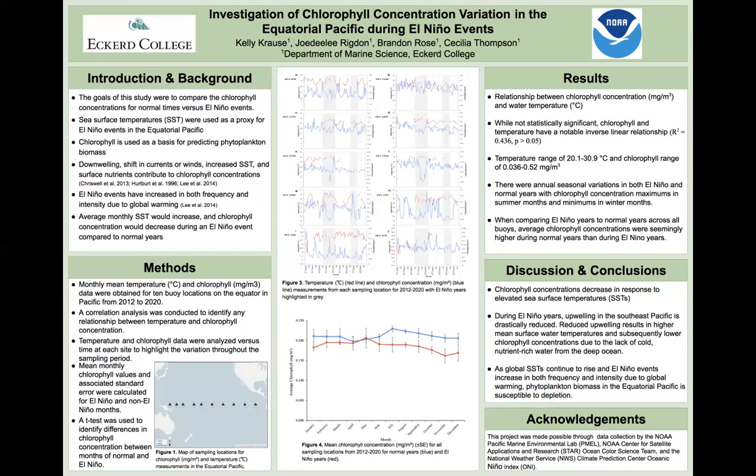But then moving into some of our more novel conclusions, we found that during El Nino years, upwelling in the Southeast Pacific is drastically reduced. This reduced upwelling results in higher mean surface water temperatures and subsequently lower chlorophyll concentrations due to the lack of that cold, nutrient-rich water that is coming up from the deep ocean, as that deep water hits the west coast of South America there and pushes up to the surface.